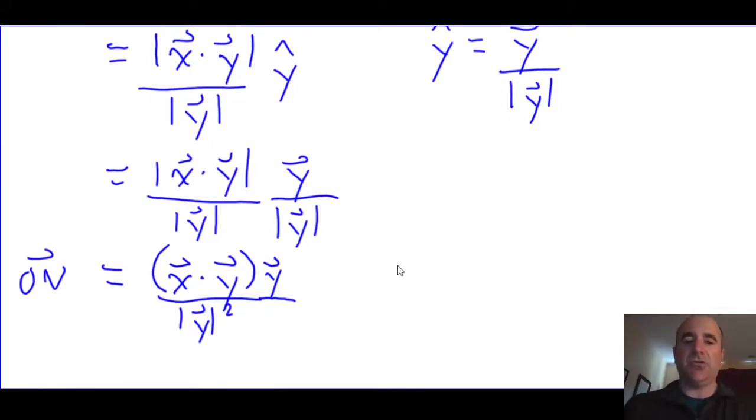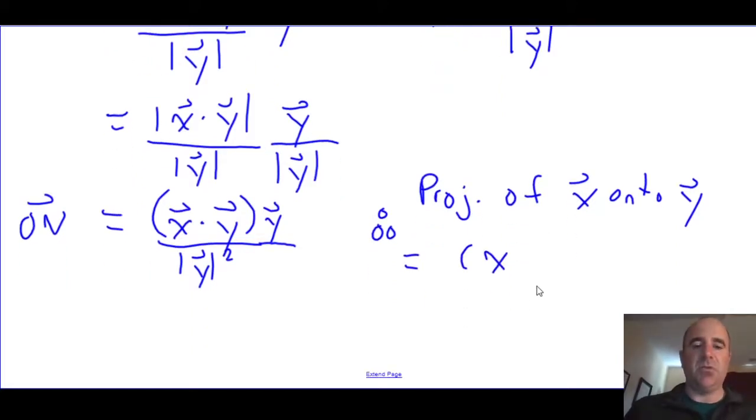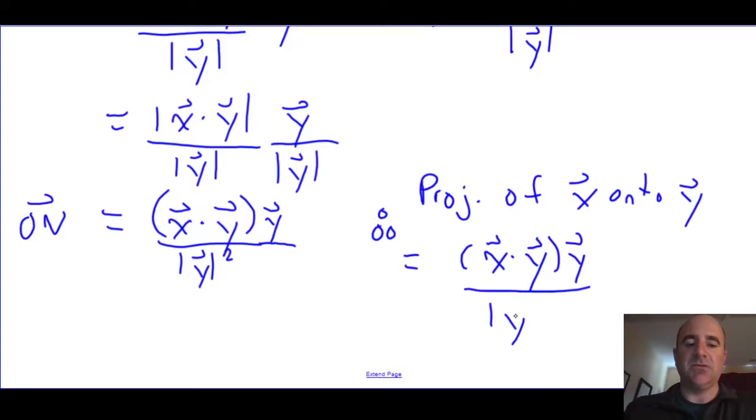So here is your formula for the projection, just to rewrite it. The projection of x onto y is given by the formula x dotted with y. Okay, and then this would be scalar multiplication, since that's a scalar and that's a vector, divided by the magnitude of y squared. Just like that.